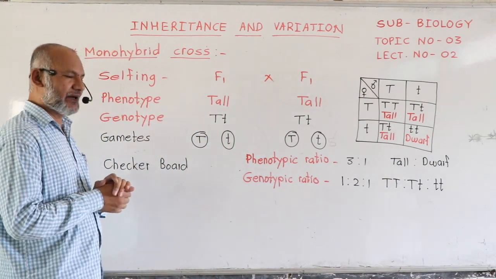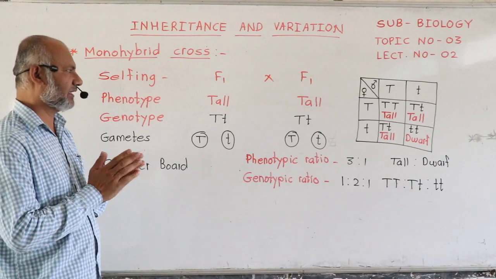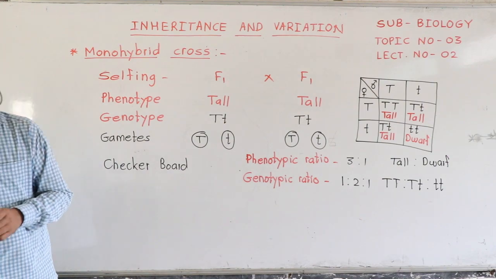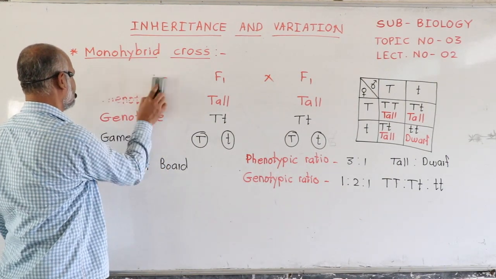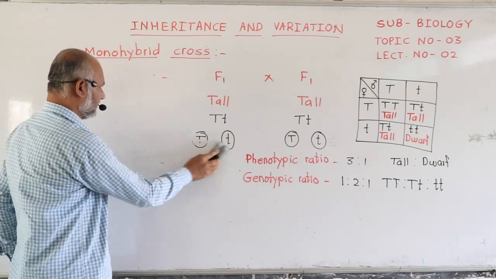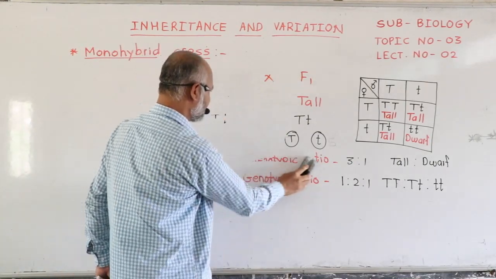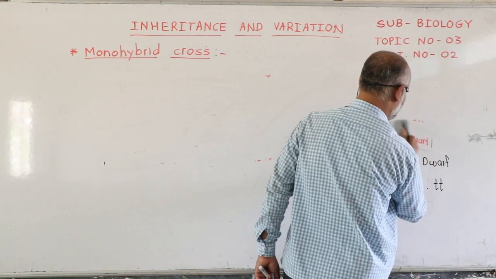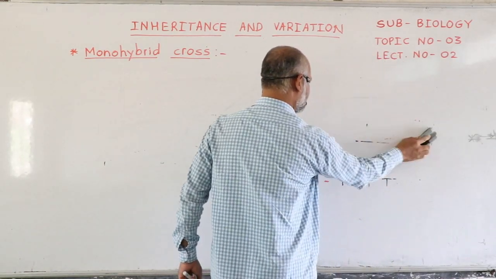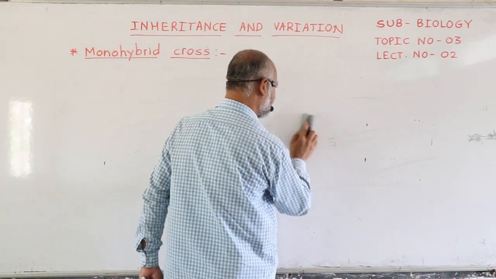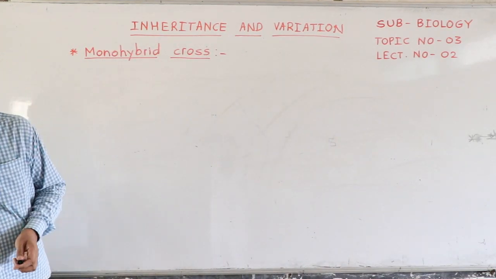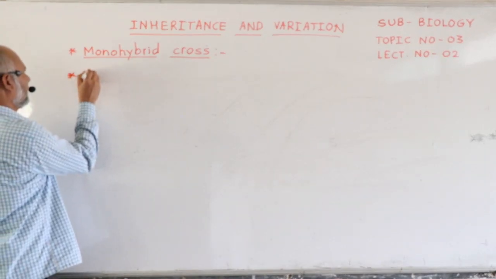Mendel proposed various principles and conclusions on the basis of the various crosses carried out in the plant. The first law, or the first conclusion given by Mendel, is the law of dominance.